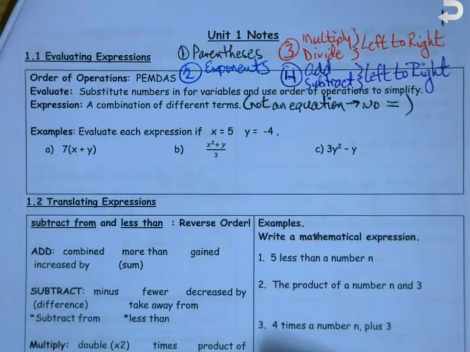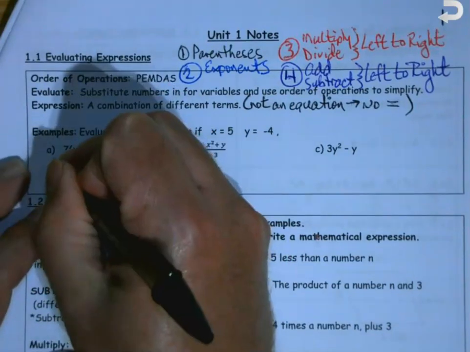So when it says evaluate the expression, if x equals 5 and y equals -4, that just means you're going to plug in a 5 everywhere there is an x, and you're going to plug in a -4 everywhere there is a y. And I know different teachers do this differently, so forgive me if you've been taught a different way. We can discuss it in class. We can see there's lots of good ways to go about this.